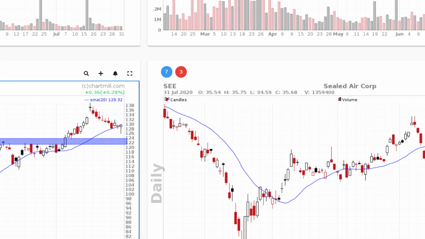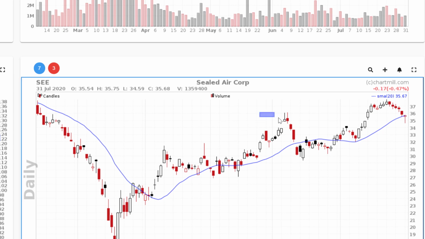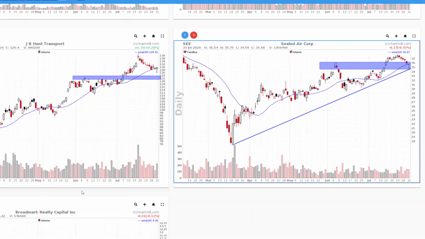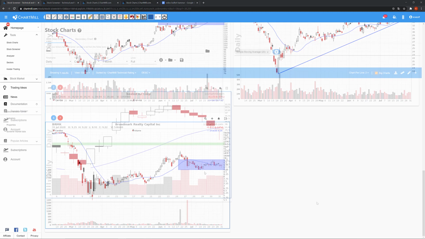Sealed Air Corp. I personally think this is the best setup. A candle with a nice long undertail, exactly on support after a smooth price retracement. And the volume is also a bit higher than normal. And Broadmark Realty Capital, the price is clearly moving sideways.